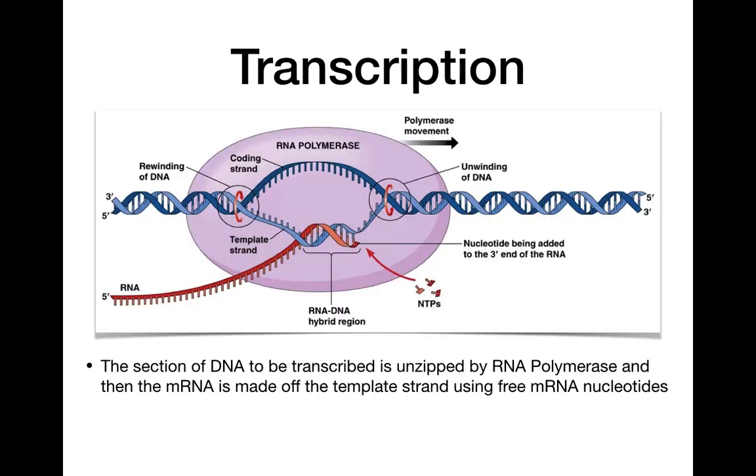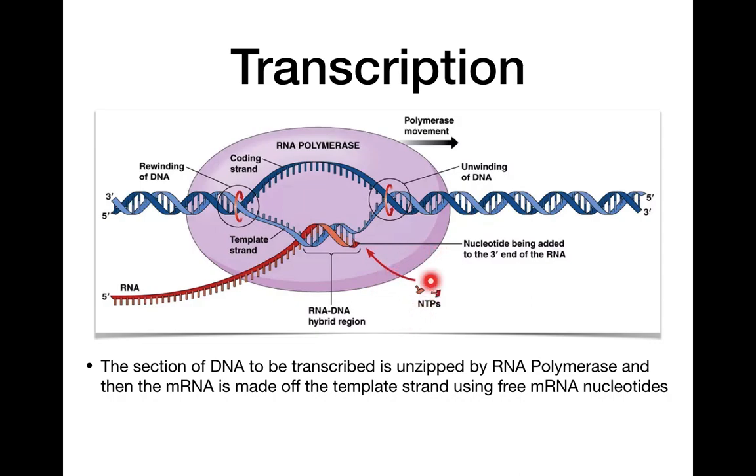Okay, let's talk through transcription. What's going to happen is, just like with replication, we're going to unwind the double helix so that we can get access to the information in the code. And this is done by RNA polymerase, so that unzips the DNA in the case of transcription. So a different enzyme here. And we make an mRNA, or messenger RNA, off what's called the template strand, which goes 3' to 5', using free mRNA nucleotides.